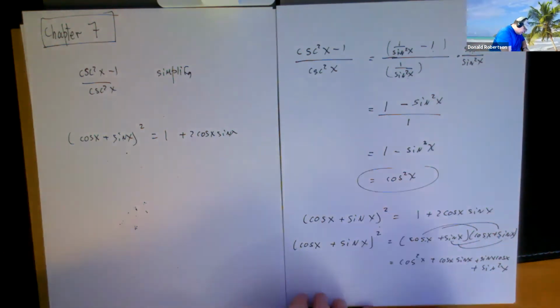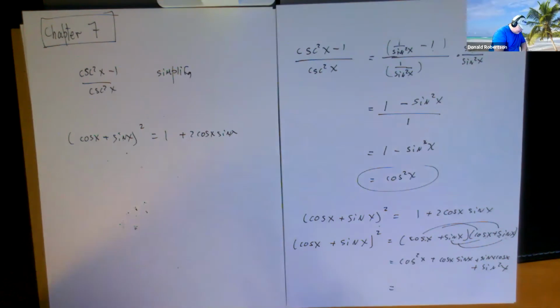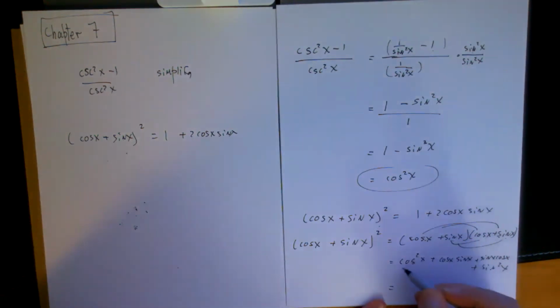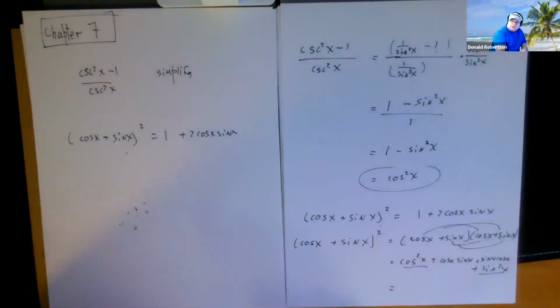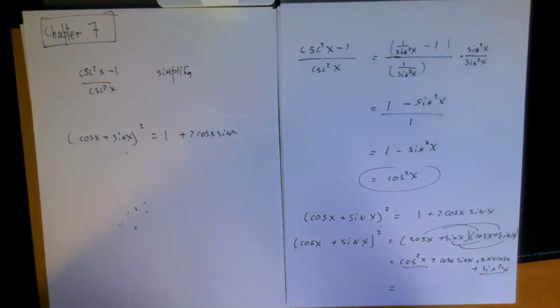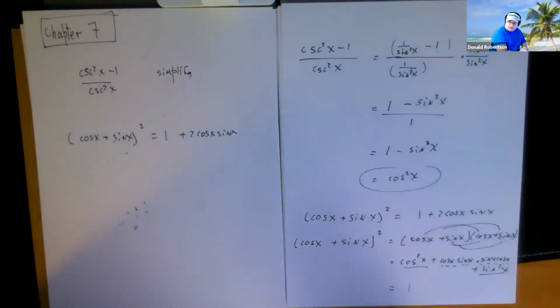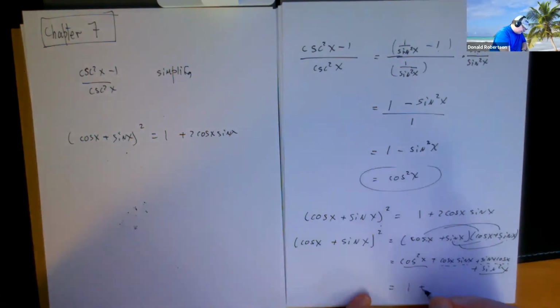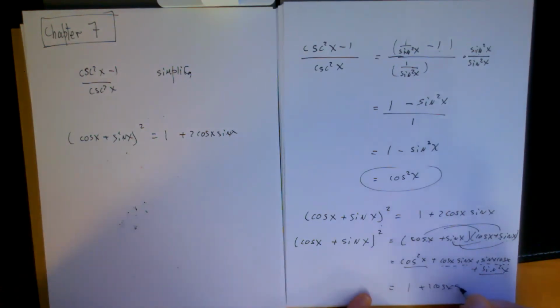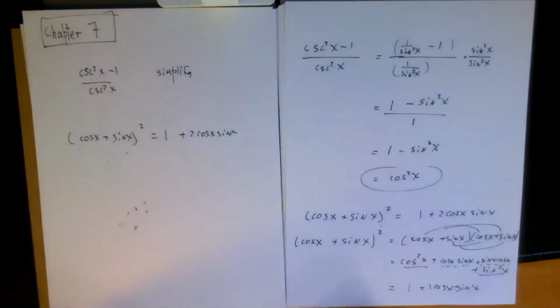Is there anything you can do here to get this tidied up? Cos squared plus sine squared equals 1. Agreed? Cos squared plus sine squared? And that's equal to something, isn't it? 1. Now, what about this cosine sine plus this sine cosine? Aren't they really the same thing, just like AB and BA, right? They're the same thing, essentially. So don't you have two of them? Now you're finished.